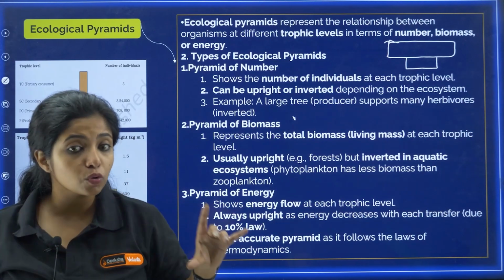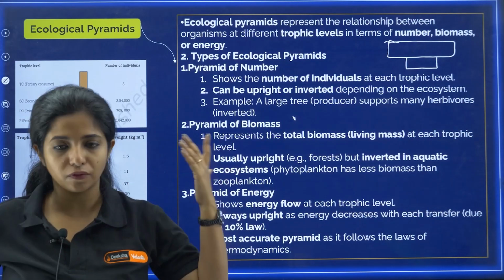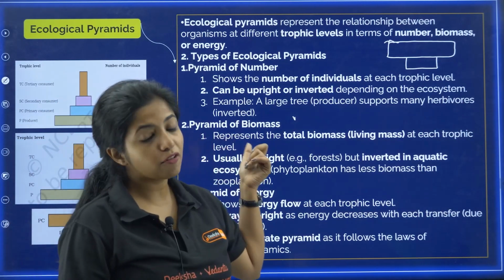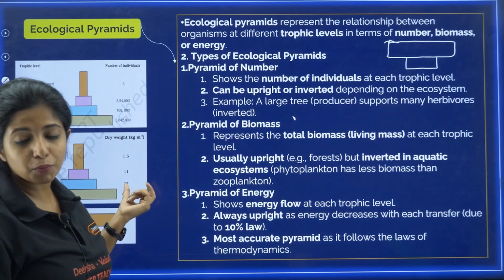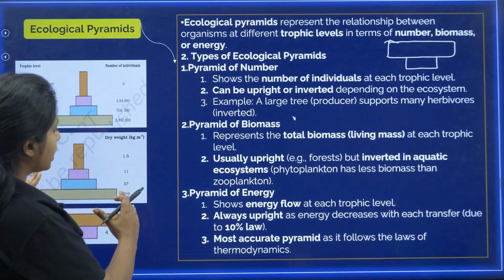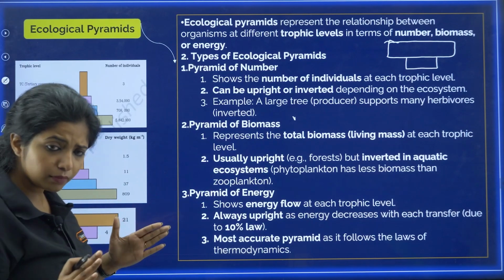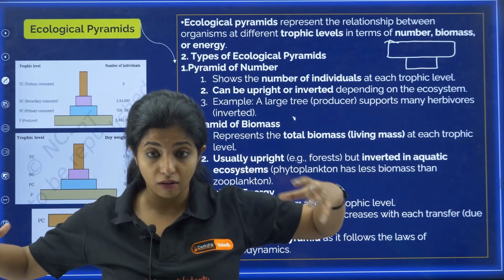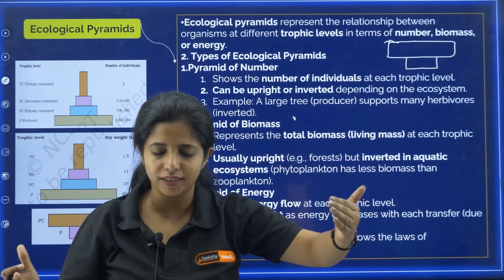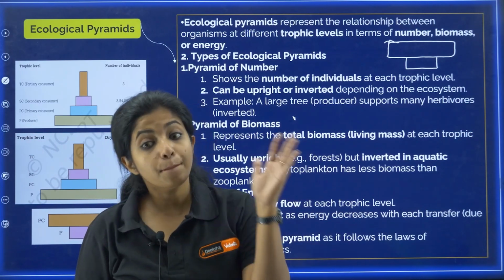No, you have to see through your question really, really well, what are they asking for. Okay. Now, we have the pyramid of biomass. It talks about the total biomass at each trophic level. Usually it will be upright, because plants have a higher biomass than the organisms feeding on them. So obviously it is upright.